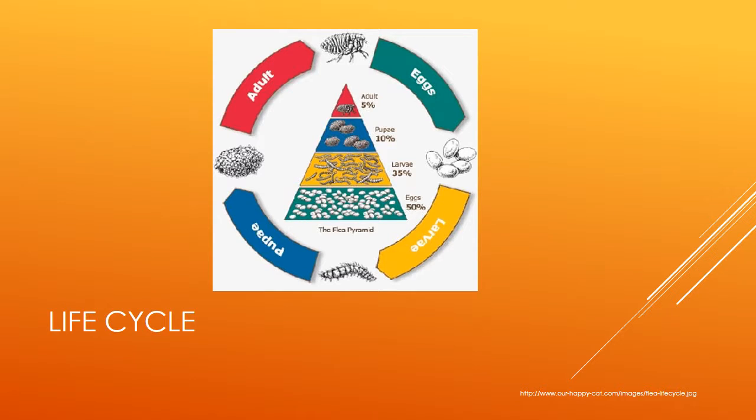And the flea life cycle. We all know the flea life cycle. It goes from eggs, larvae, pupae, and adult. And of course, we all know this pyramid where for 5% of the population being adults, there's 50% eggs.